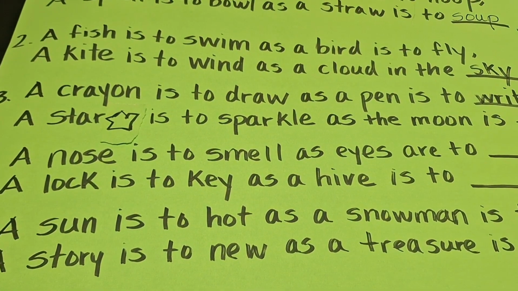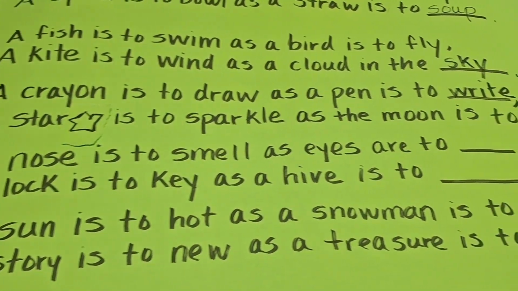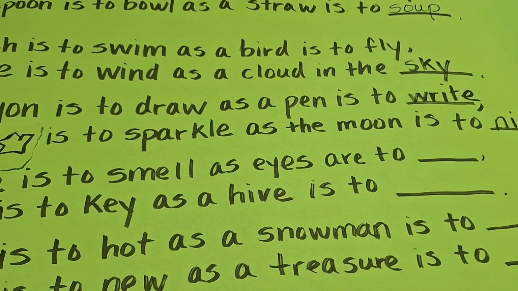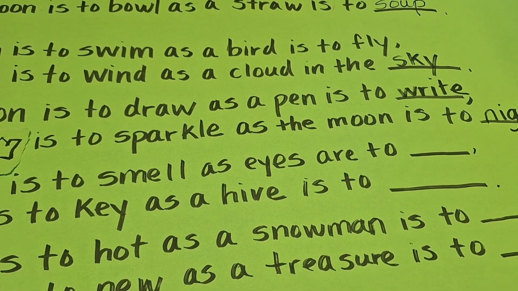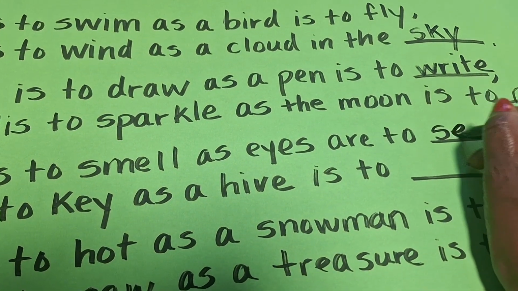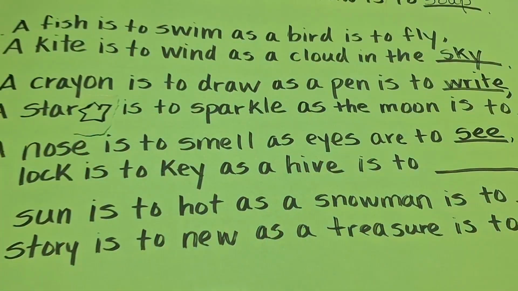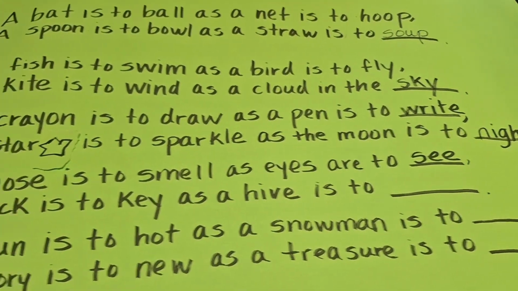Number 4. A nose is to smell, right? We smell with our nose, as eyes are to, what do we do with our eyes? We smell with our nose and then we do what with our eyes? As eyes are to see. Yes, I heard you. A nose is to smell as eyes are to see.